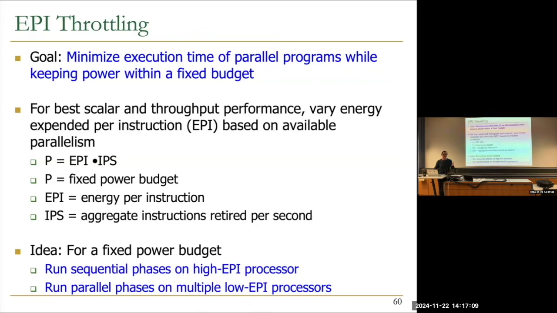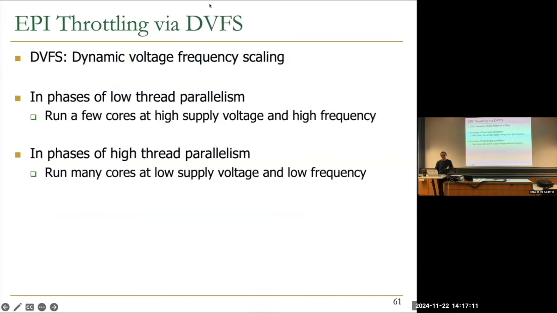But there could be other ways of modulating the energy per instruction, and that is through DVFS, for example, dynamic voltage and frequency scaling. In phases of low thread parallelism, you can run a few cores at high supply voltage and frequency. And in the extreme case, where one thread exists, you run one core at the highest supply voltage and highest possible frequency within the power budget and thermal budget. In phases of high thread parallelism, you run many cores at low supply voltage and low frequency. Okay, so there are other ways of modulating things, which is also interesting.